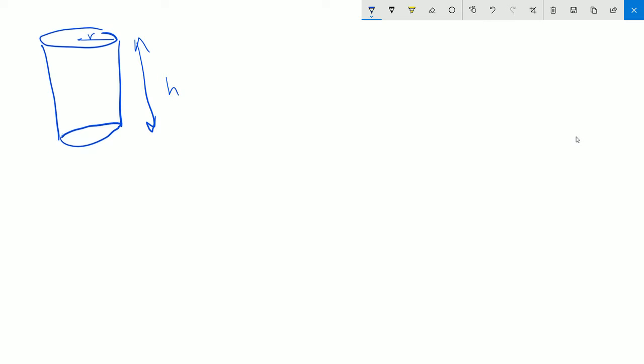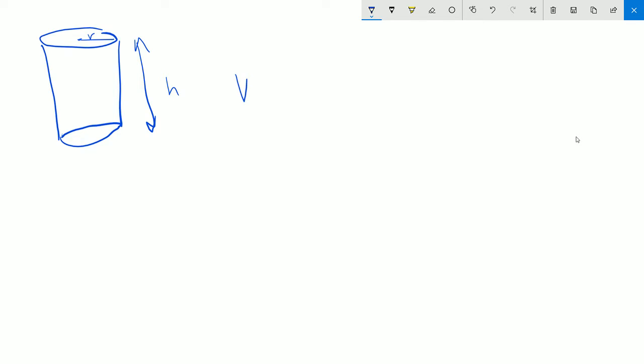Good. Let's now talk about a cylinder. So a cylinder looks like this. It has 2 circular faces and a curved area between them. So this curved area has some height, and these circular faces have some radius. So the base of this cylinder is an exact circle.